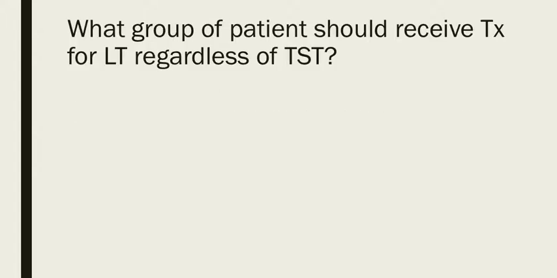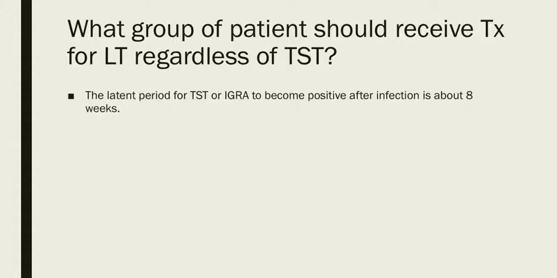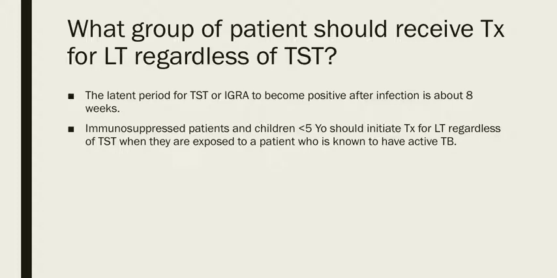Okay. And finally, what group of patients should receive treatment for latent tuberculosis regardless of TST? Well, this is immunosuppressed patients and children less than 5 years old. They should initiate treatment for latent tuberculosis infection regardless of TST when they are exposed to a patient who is known to have active tuberculosis. Why? Because as we know, they have a depressed immune system, so they are at high risk of developing the infection when they are exposed. So if these patients are exposed, we should begin treatment regardless of their results.